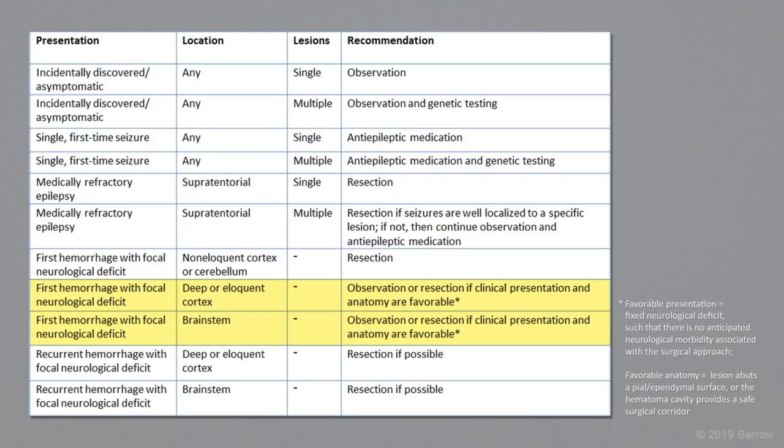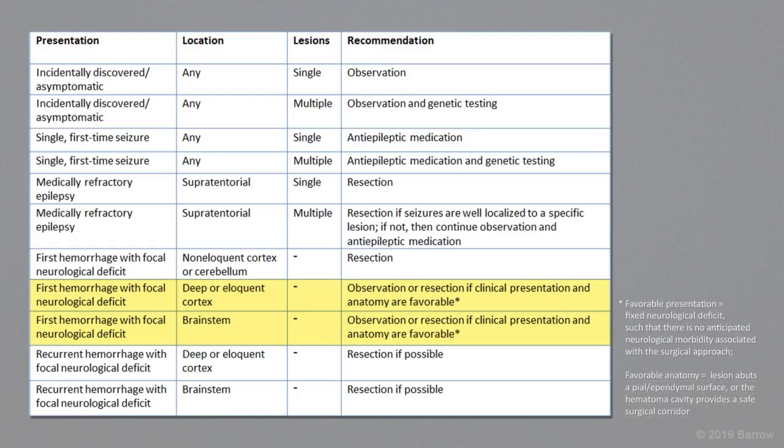For patients who present with their first-time hemorrhage with a focal neurologic deficit and a lesion located either in their deep cortex or their eloquent cortex, we recommend either observation or resection based on clinical presentation and anatomic characteristics. We would determine a favorable presentation as one where the patient presents with fixed neurologic deficits, such that there is no anticipated increased risk of neurologic morbidity associated with the surgical approach, and we consider favorable surgical anatomy to be a lesion that abuts a pial or ependymal surface, or where the hematomatous cavity has provided a safe surgical corridor.